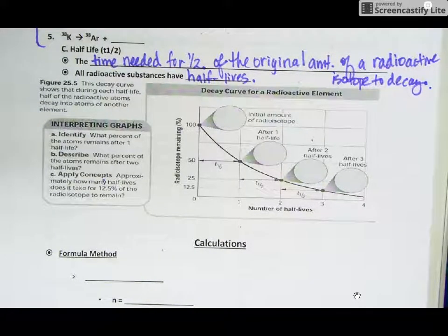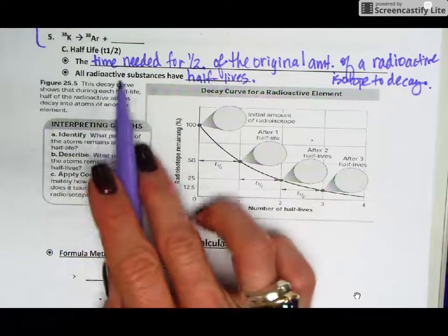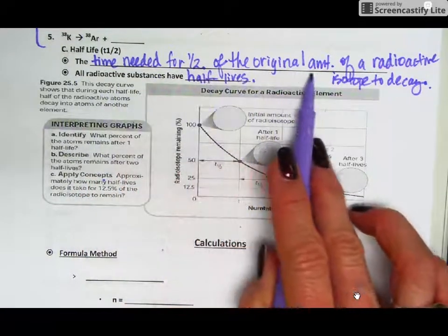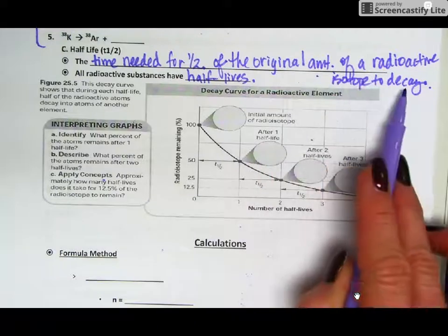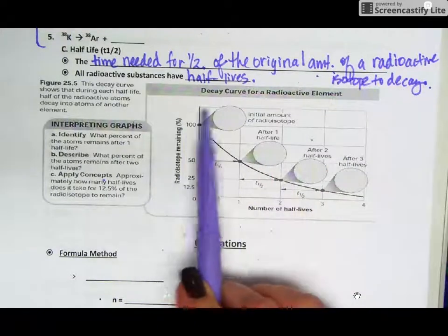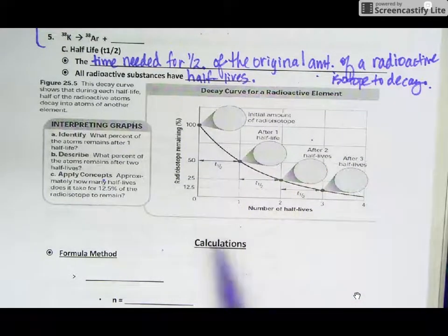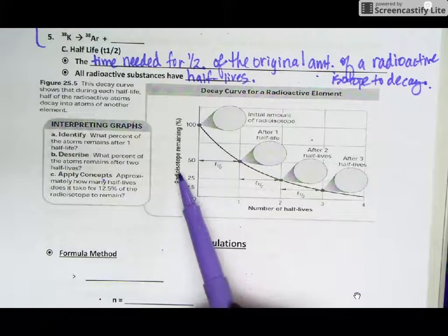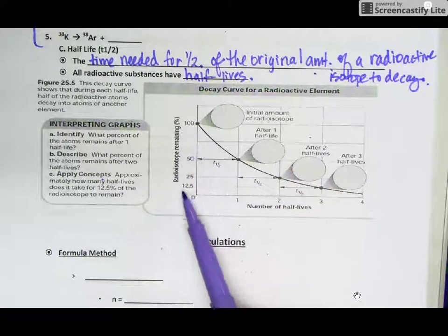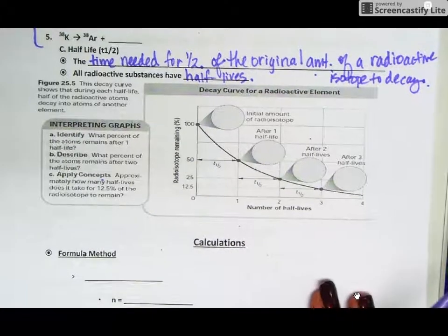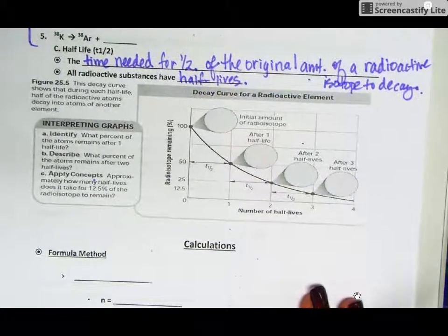But basically I said that half-life is the amount of time needed for 1/2 of the original amount of a radioactive isotope to decay. We said all radioactive substances have half-lives. So here you see a graph that has the amount of radioactive isotopes remaining and then the number of half-lives that it's gone through, cycles that it's gone through.